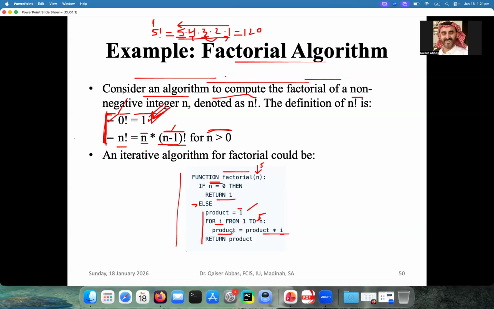Then your product will have 1. You go again, i becomes 2, so 1 multiplied by 2, and the product becomes 2. Then i becomes 3, so the product previously is 2, 2 multiplied by 3, and the product becomes 6. Then i becomes 4, so product previously is 6 multiplied by 4, and then you have 24. Similarly for the last, you have 120. The loop will be finished and this product will be returned.